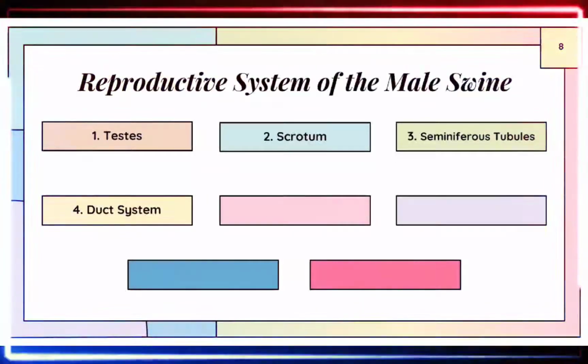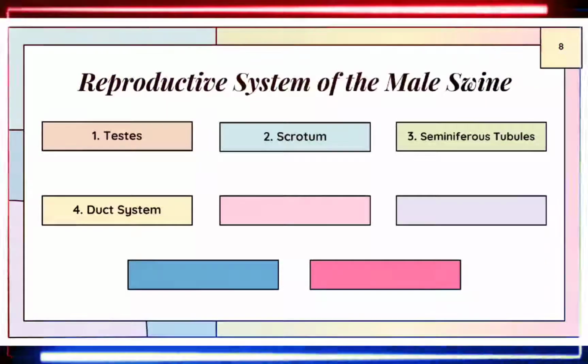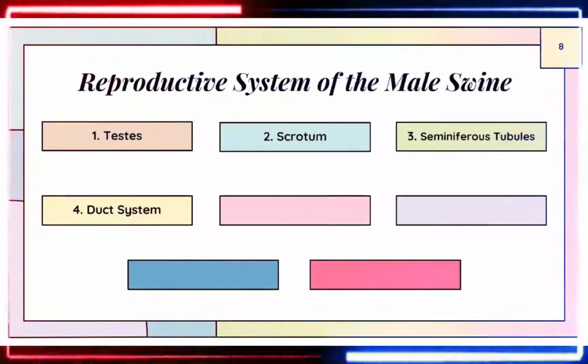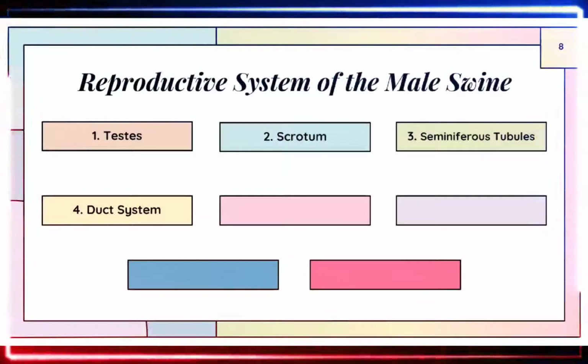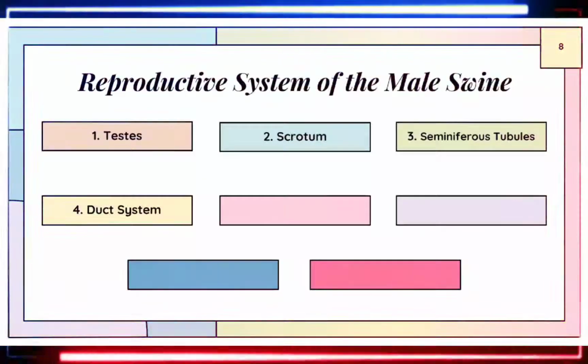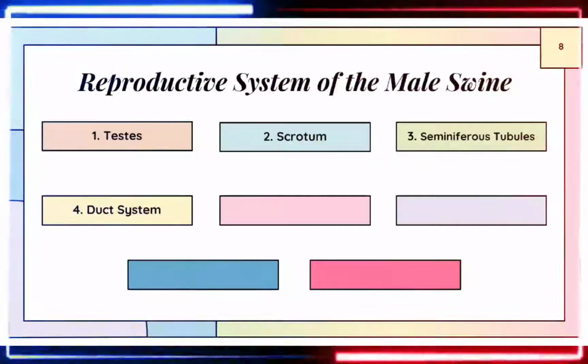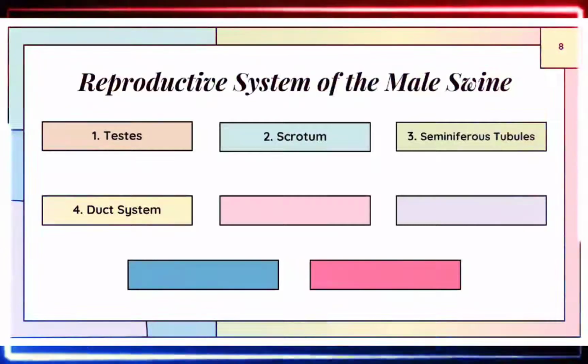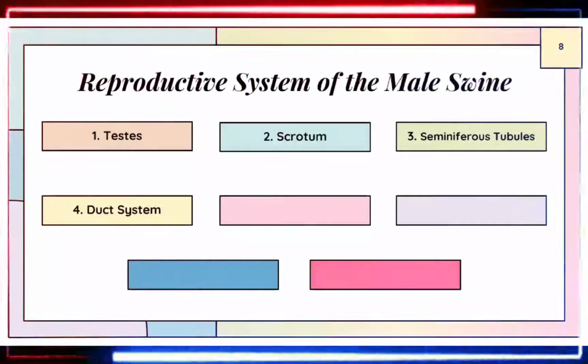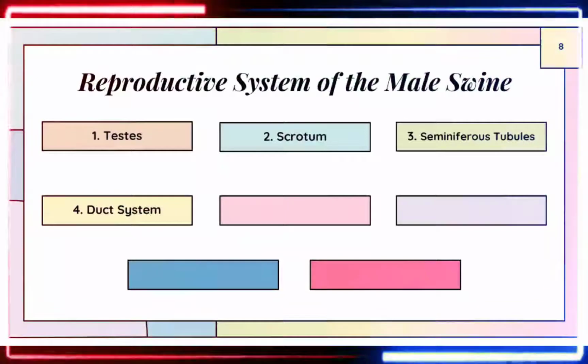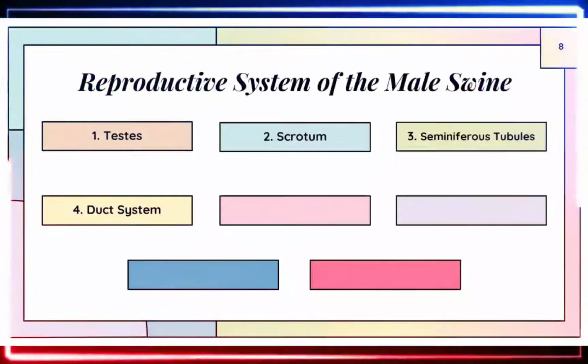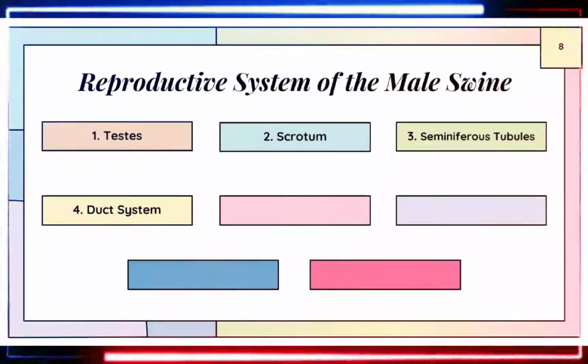Duct system. The epididymis is a long, convoluted, or coiled tube that consists of the head, body, and tail, through which the spermatozoa from the seminiferous tubules pass on their way to the vas deferens. Its function is as a storage or site of sperm maturation and transportation of spermatozoa.